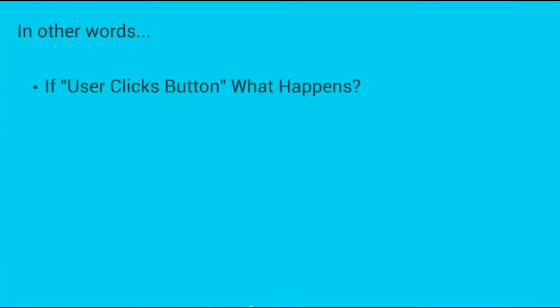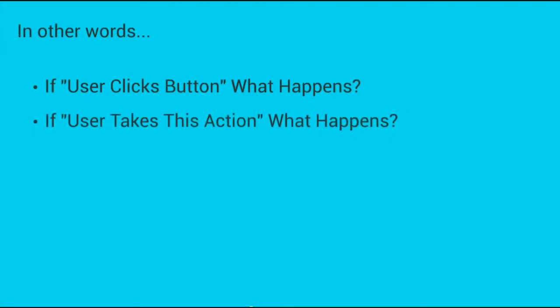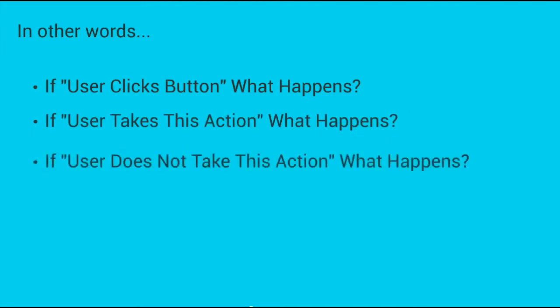So in other words, for example, if a user clicks a button, you're going to write down what happens. If the user takes a specific action, then what happens? If the user does not take that action, then what happens? So you're really going to have to figure out basically all the steps of the process, and then what happens if this happened, then this happened. If this does not happen, then this does not happen. Or if this does not happen, what happens?